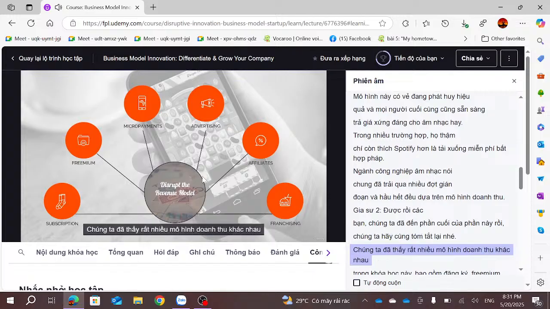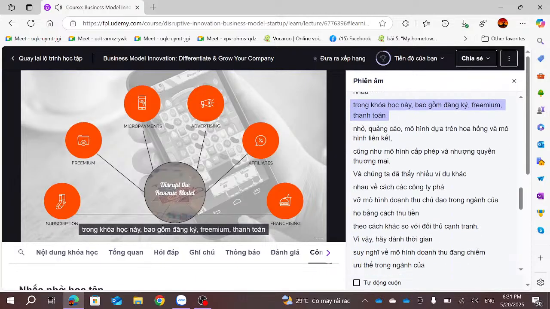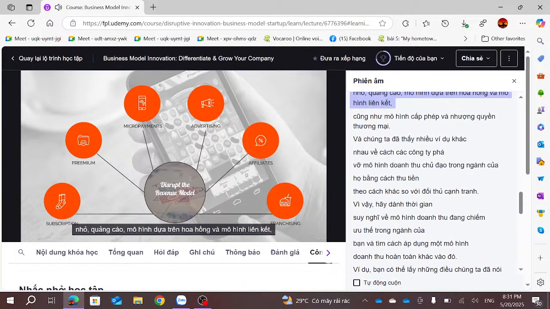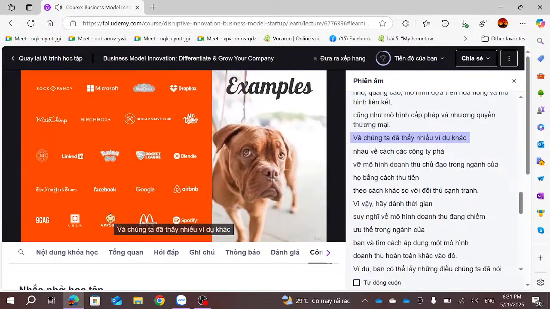We saw a lot of different revenue models in this course, including subscriptions, freemium, micropayments, advertising, commission-based and affiliate models, as well as licensing and franchising models. And we saw many different examples of how companies disrupted the dominant revenue model of their industry by collecting money in a different way than their competitors.